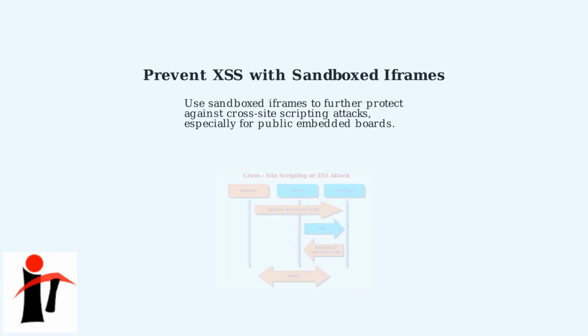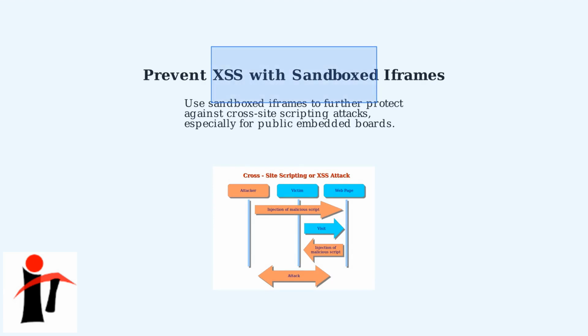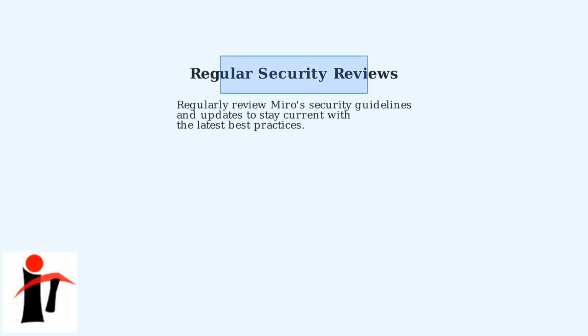Consider implementing sandboxed iframes when embedding Miro boards. This security measure helps prevent cross-site scripting attacks by restricting the iframe's capabilities, particularly important for publicly accessible boards. Finally, make it a habit to regularly review Miro's official security guidelines. The platform updates frequently, so staying informed ensures you maintain the highest security standards for your embedded content.